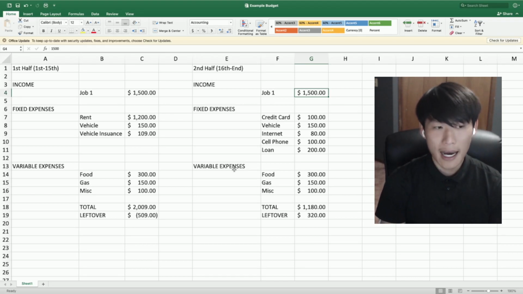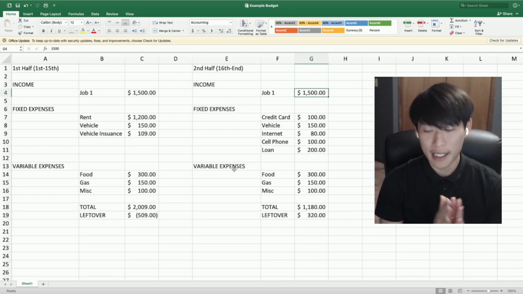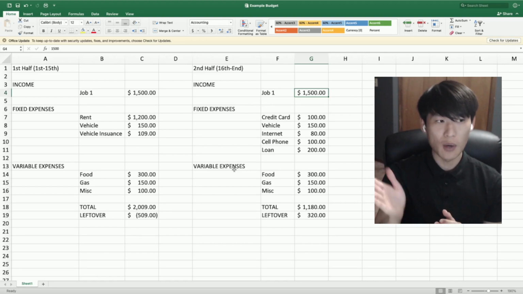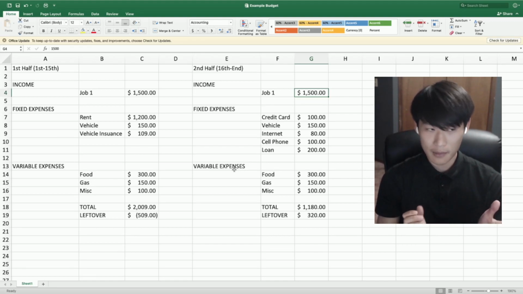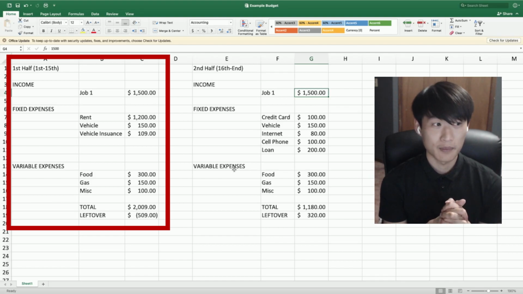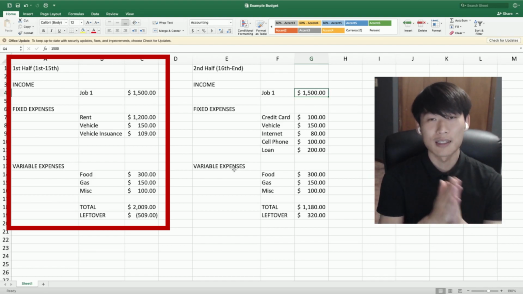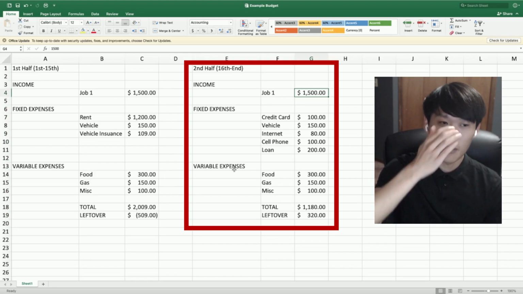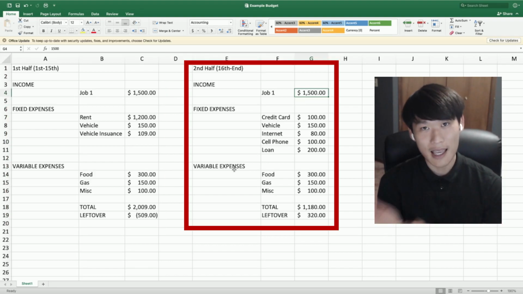And so how do we set up the budget? We want to break it down into 2 halves. As you can see on the left side of your screen, we have the first half, which is anywhere from the 1st to the 15th, and the second half, which is the 16th to the end of the month.